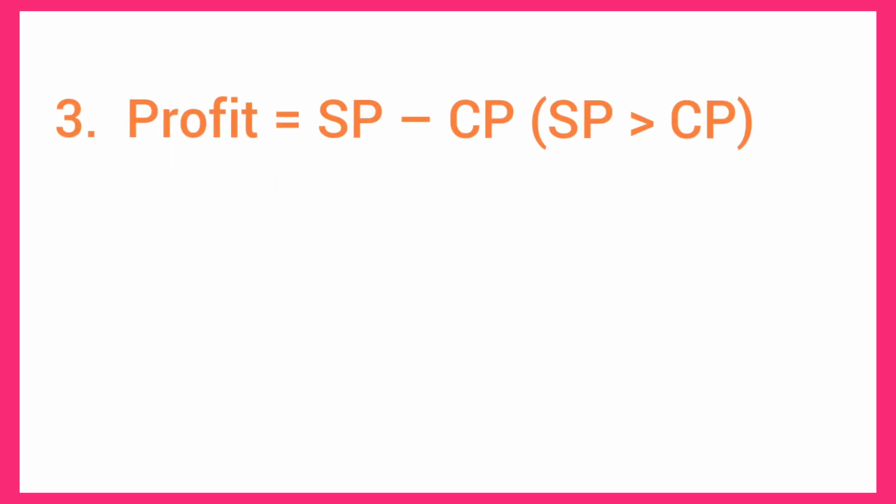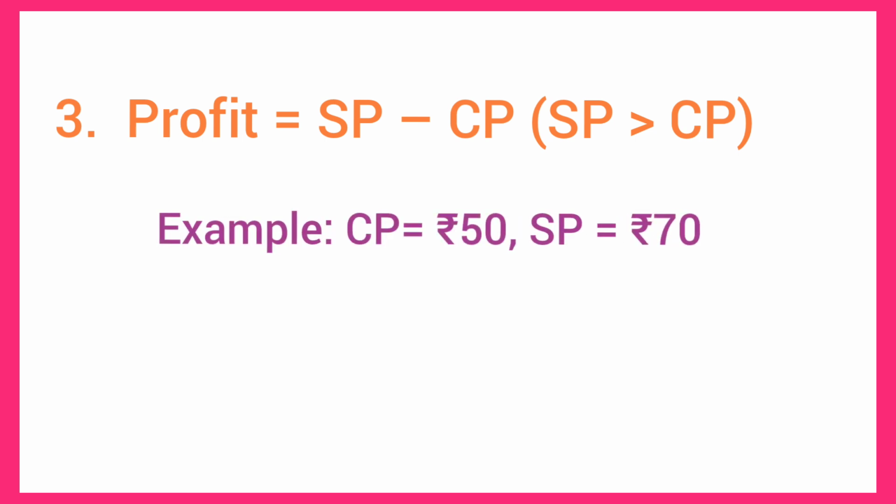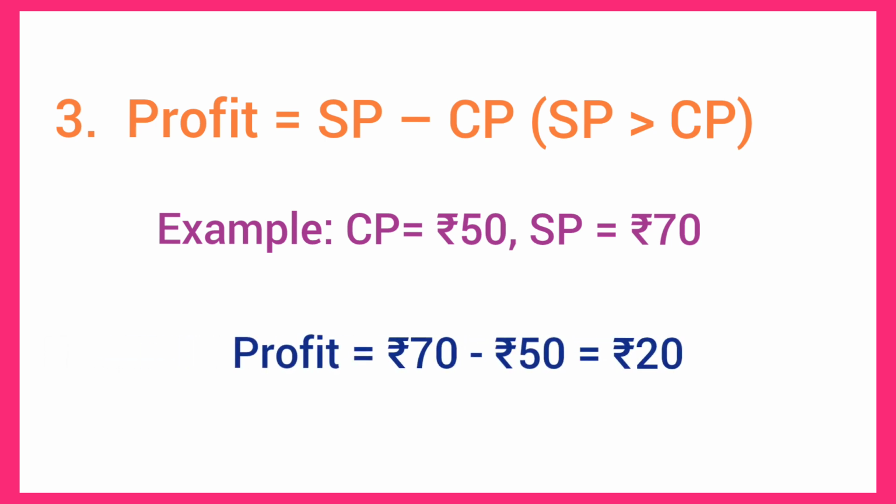Profit, selling price minus cost price. Here selling price is always greater than cost price. Example, cost price is rupees 50 and selling price is rupees 70. Then profit is rupees 20.